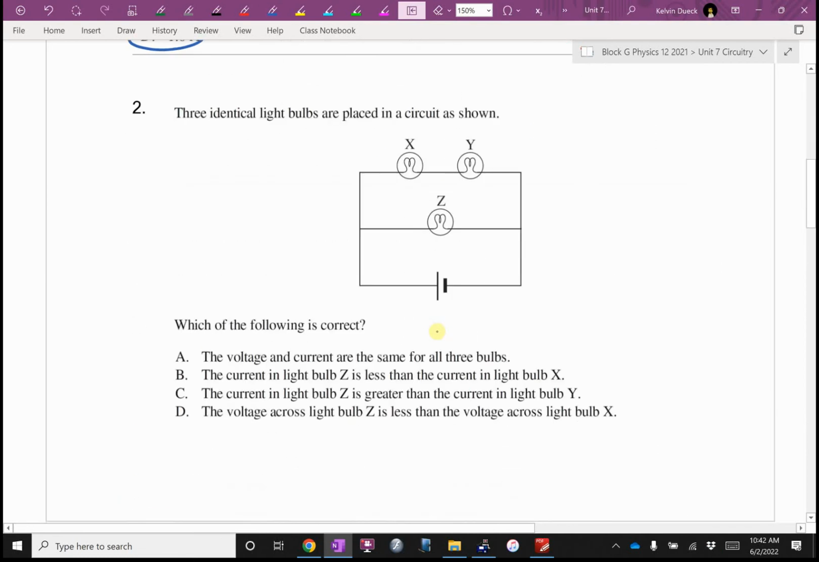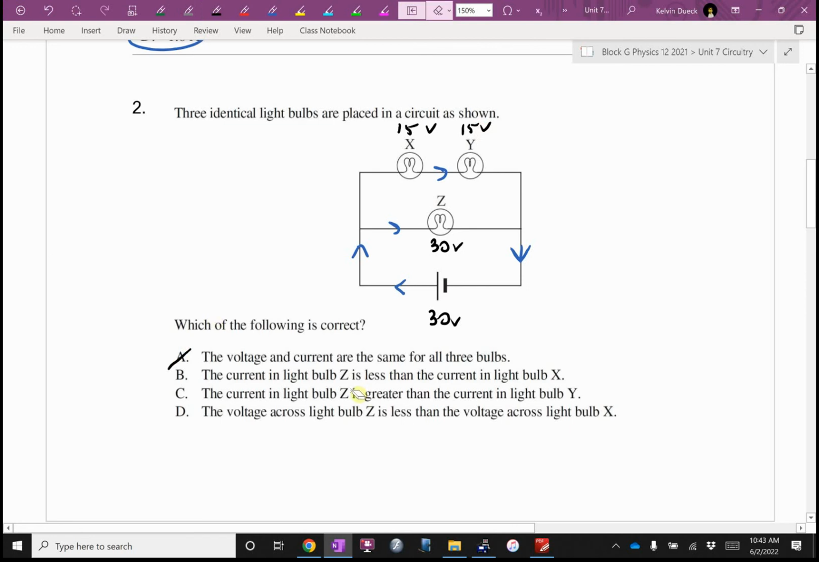3 identical light bulbs are placed as shown. Which of the following is correct? I'm going to label downhill. The voltage and current are the same for all 3 bulbs. I disagree with that. If this is 30 volts, then this would be pulling 30, but each of these, if they're identical, would be pulling 15 volts. So A must be wrong.